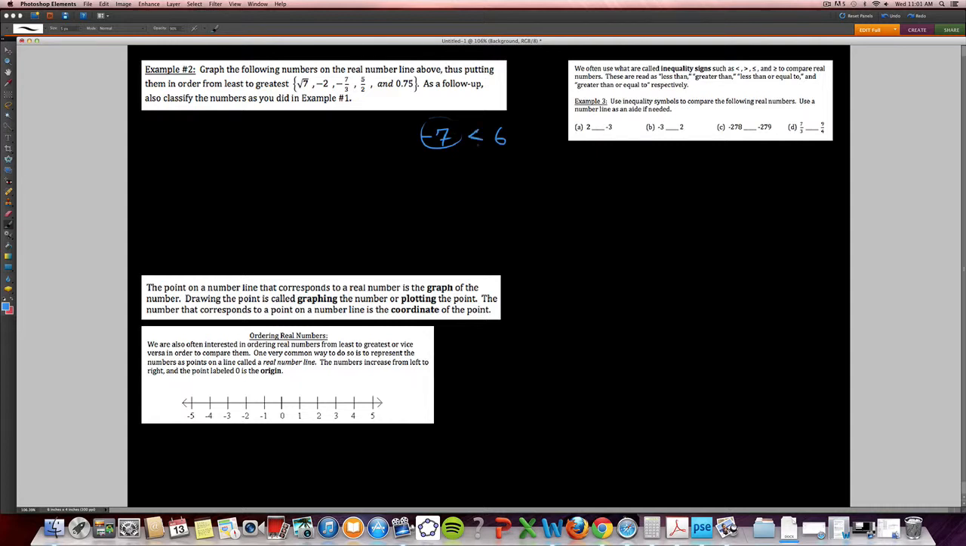The reason why, when we talk about ordering numbers, is actually putting them on a number line. So when I said graph the following numbers on the real number line, what I'm implying is that if we can put these on a real number line, then we could have them in order, because we could read them from left to right.